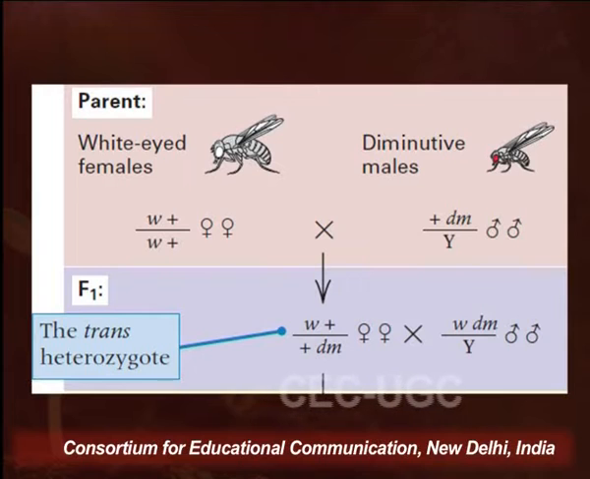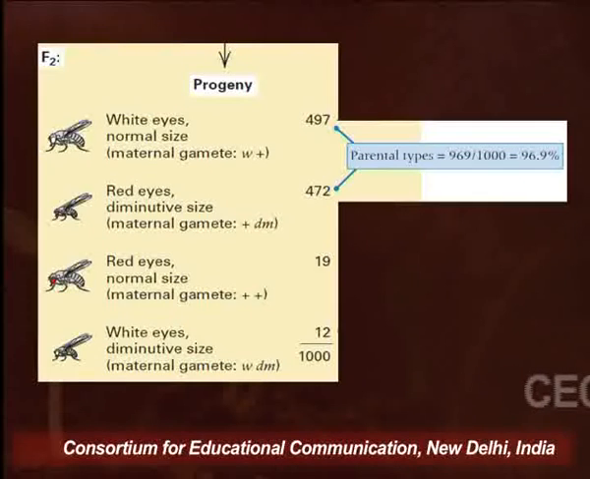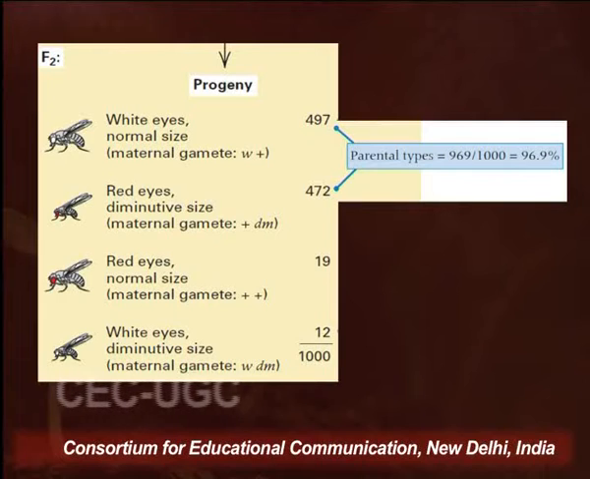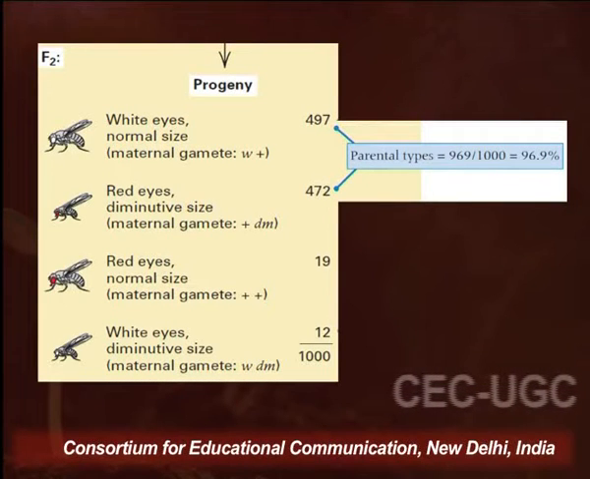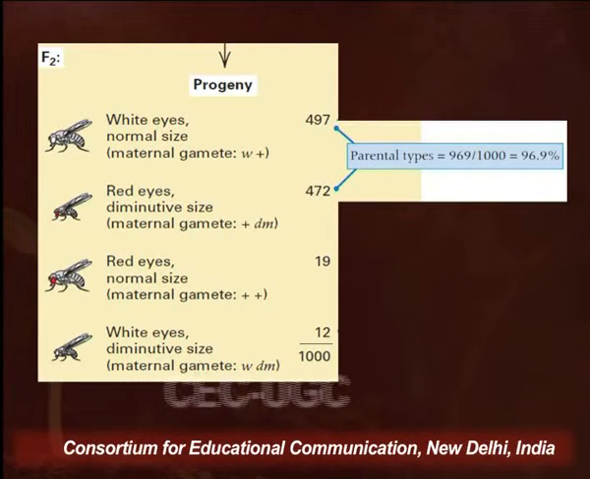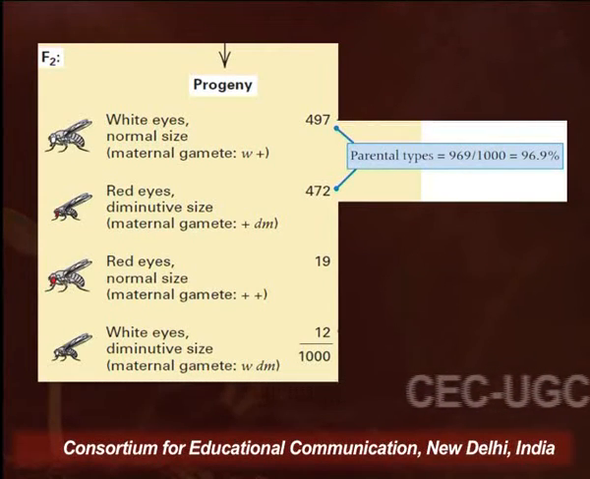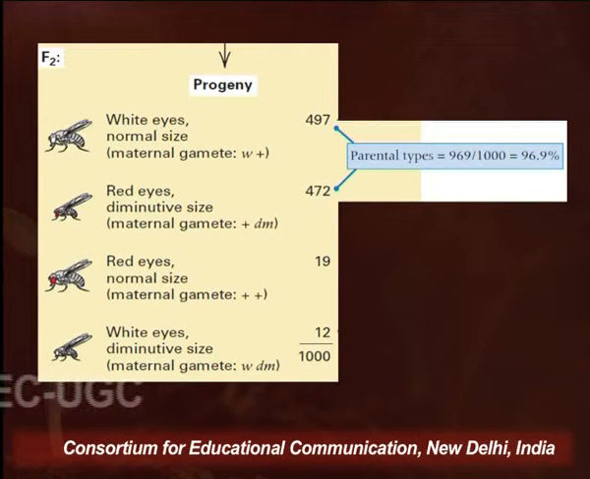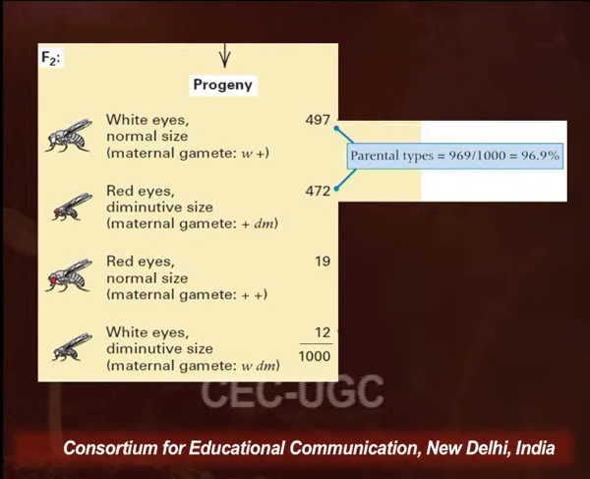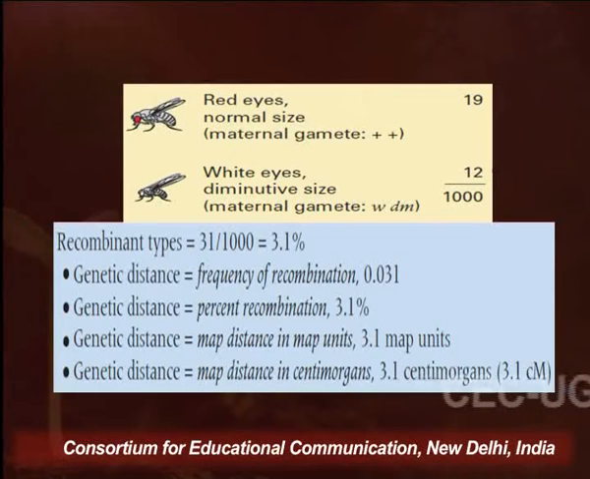Now, in the F1 generation, we get a trans heterozygote, and in the progeny, we find that the parental types happen to be 969 out of 1,000, which means that 96.9% have not segregated at all, and they wanted to remain together, and it was just the remaining part which was the recombinant part. So, the recombinant part, if we add up, comes to 31 out of a total of 1,000 progeny. So, the recombinant types would be amounting to 3.1%.